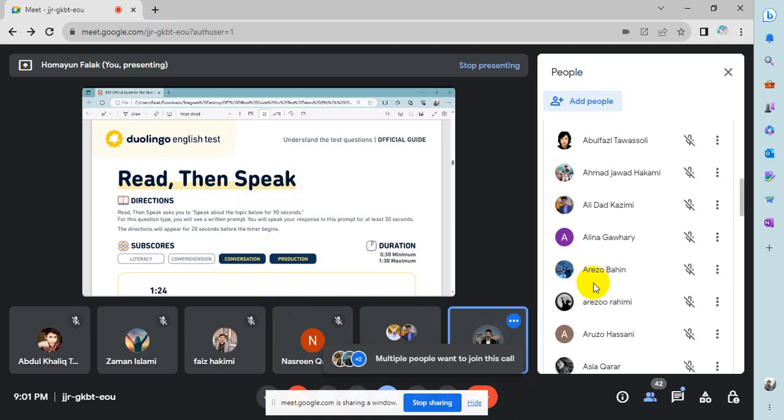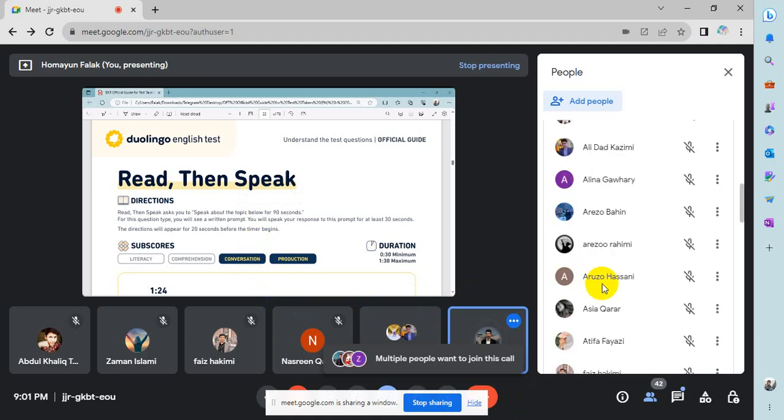Why am I saying that they are quite the same? Because in the first question type, which I told you about in this session, they ask you to write about a prompt. And in this question type, they ask you to talk about a prompt. So you see, it's in fact the same thing. They want your ideas. In that question type, you type your ideas. In this question type, you say your ideas. That's it. The difference is just in typing and presenting.